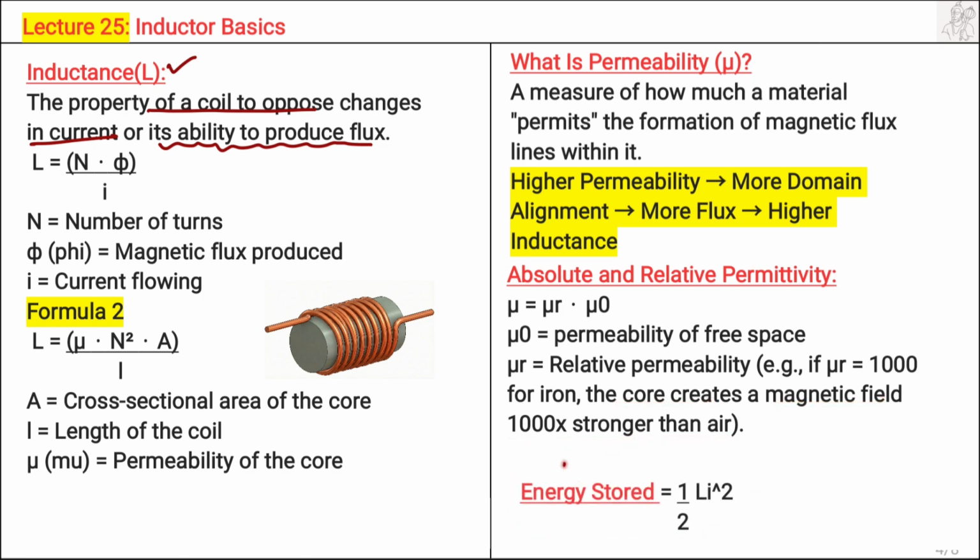And finally, the formula for energy stored in an inductor is simply E = ½Li², where L is the inductance of that inductor and I is the current flowing through the coil.